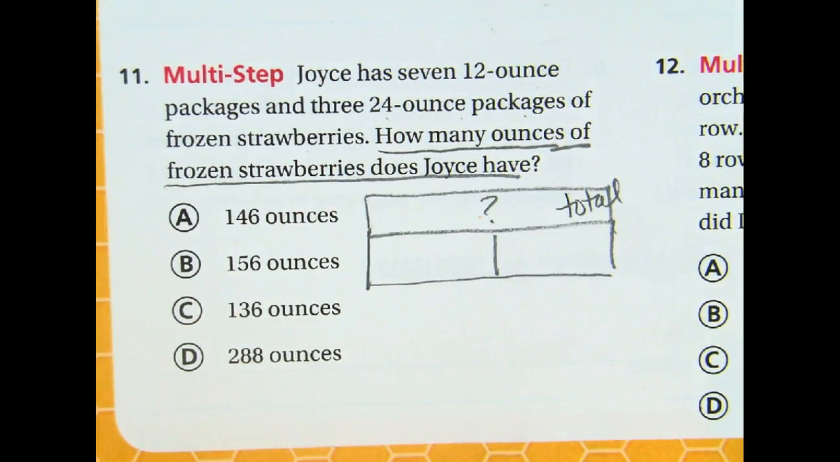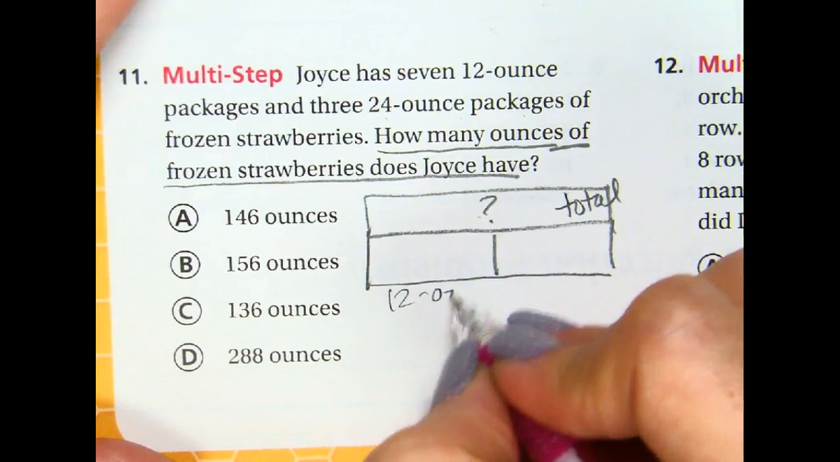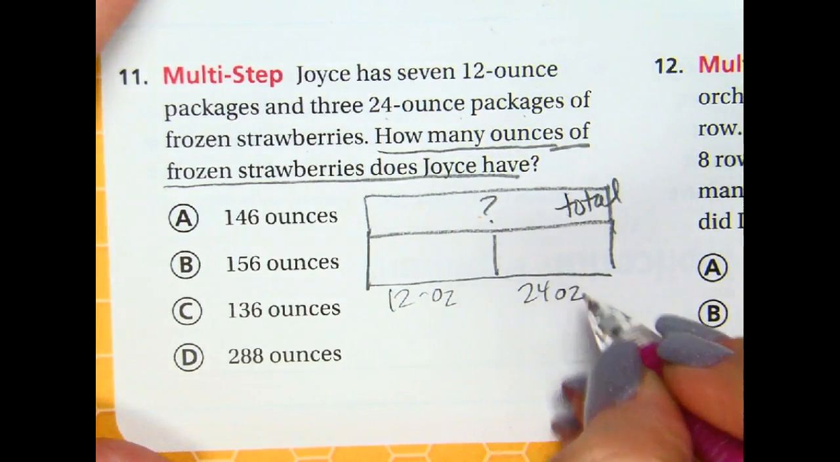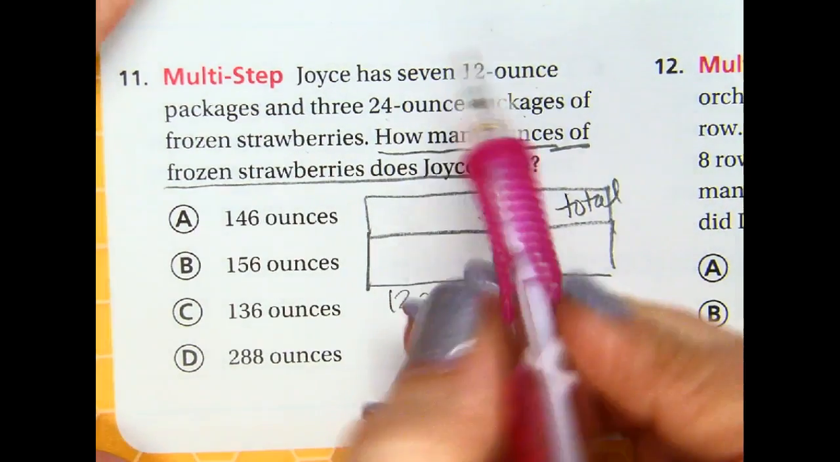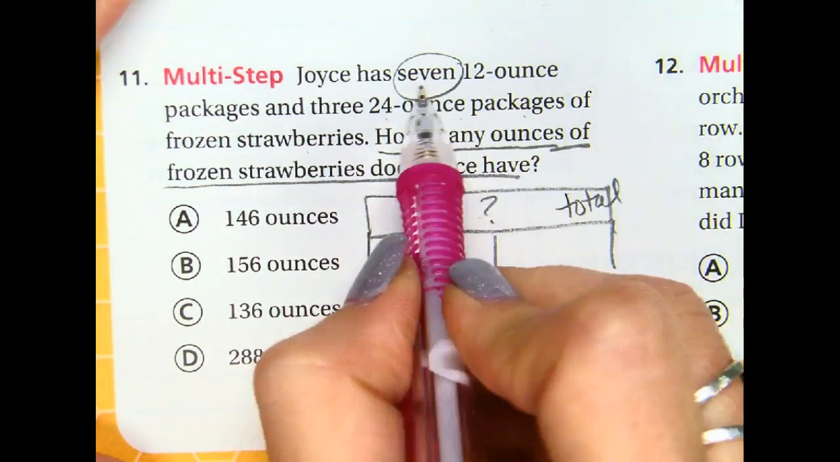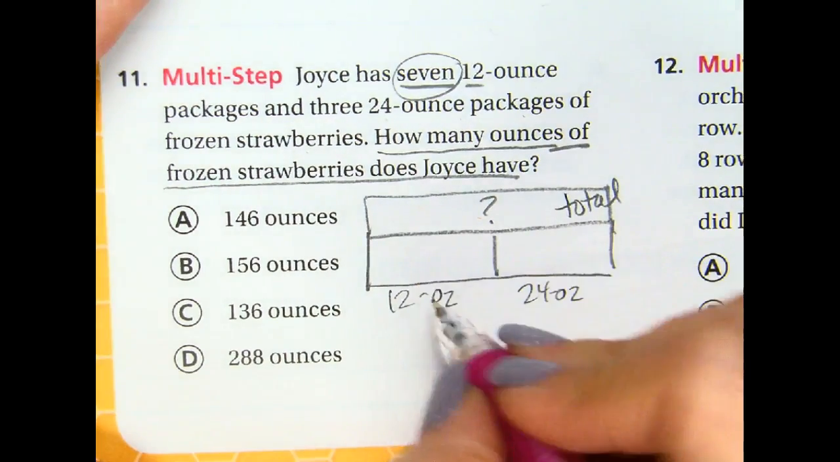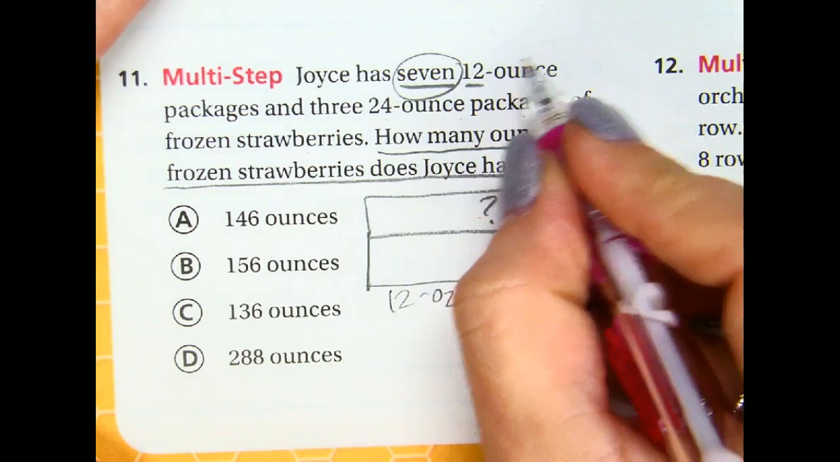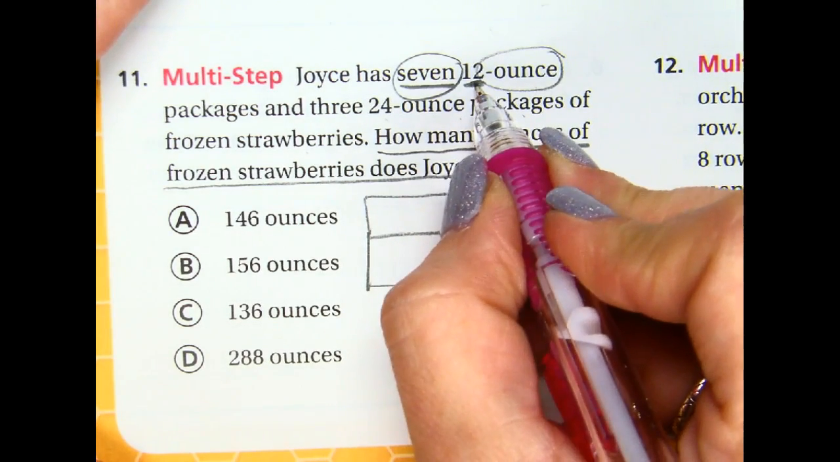We have 2 types of packages. We have 12-ounce packages and we have 24-ounce packages. Now the trick is to think about this number. We have 7 12-ounce packages. What does that mean? We have 7 of them. So if we're looking for ounces, how many ounces are in each of these packages?